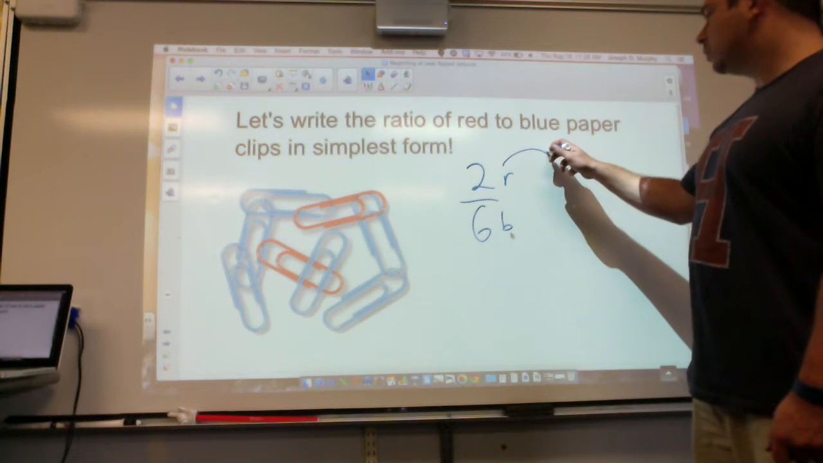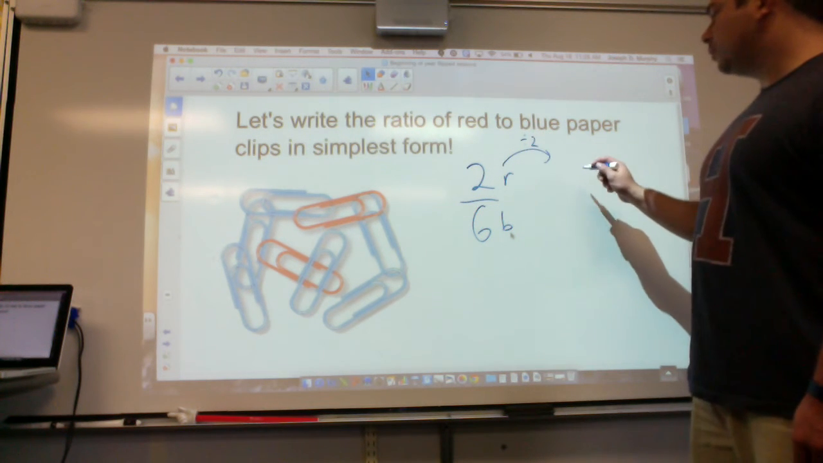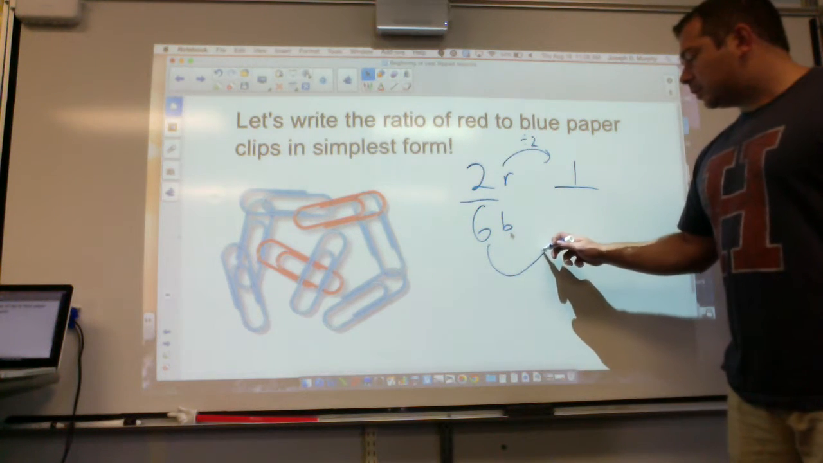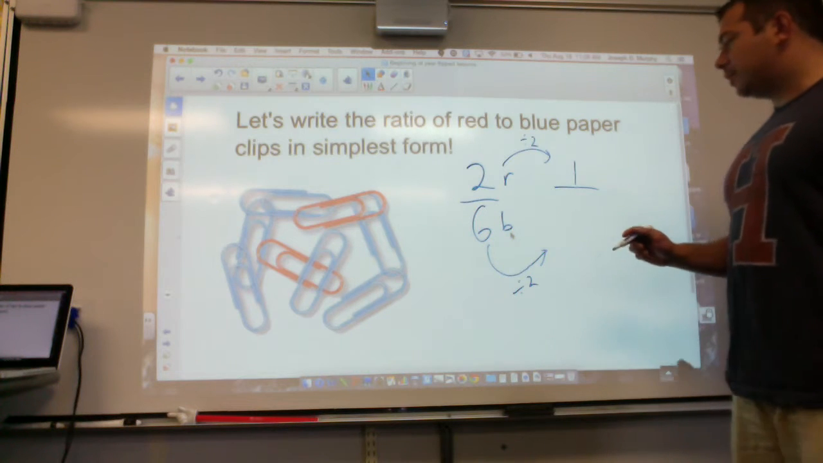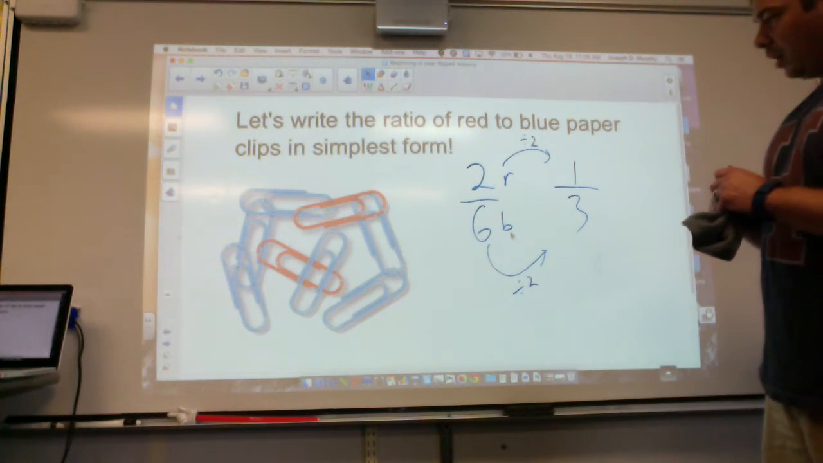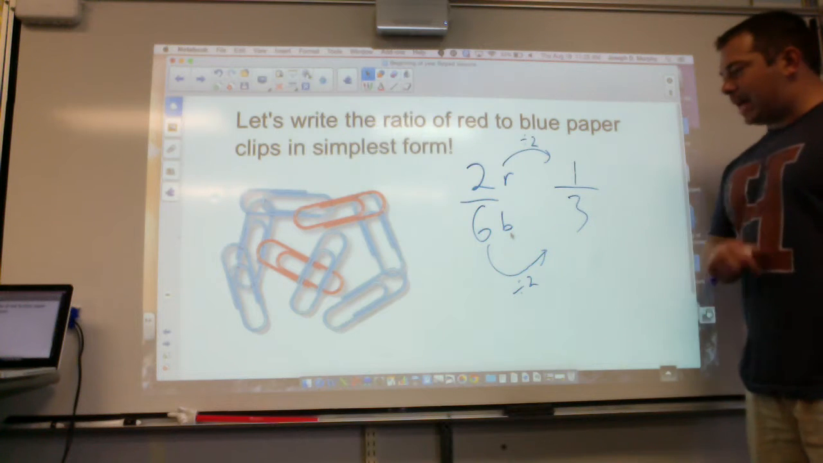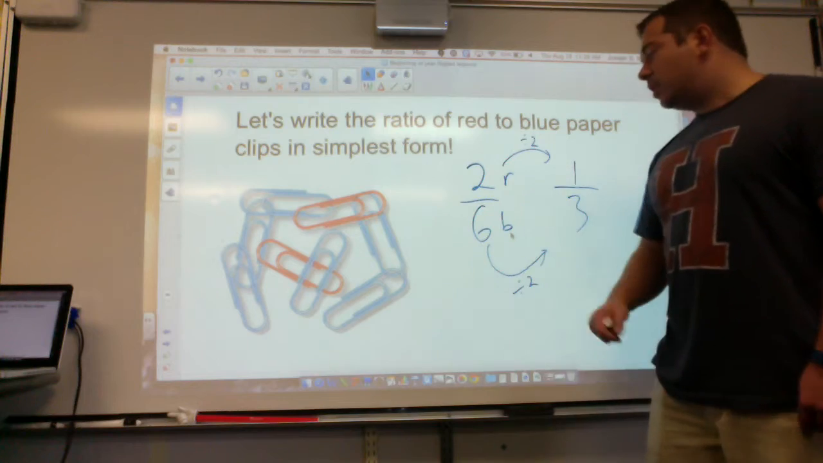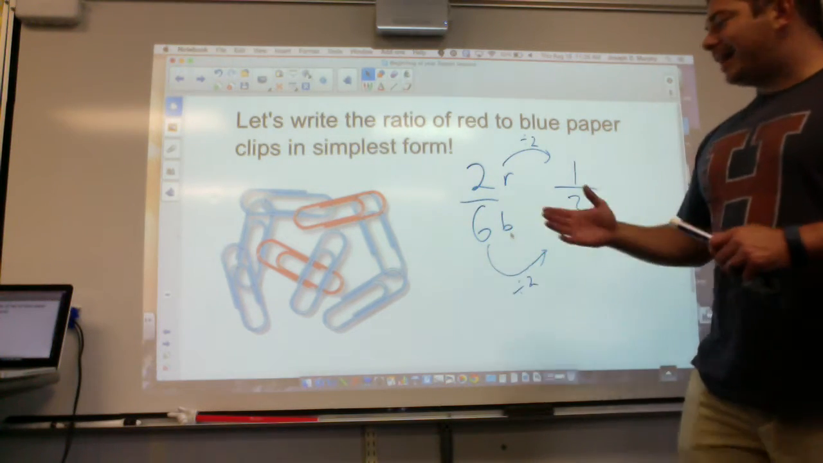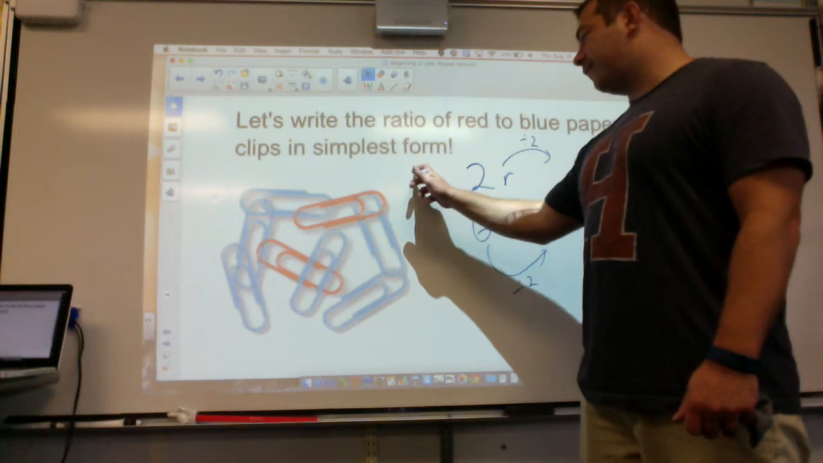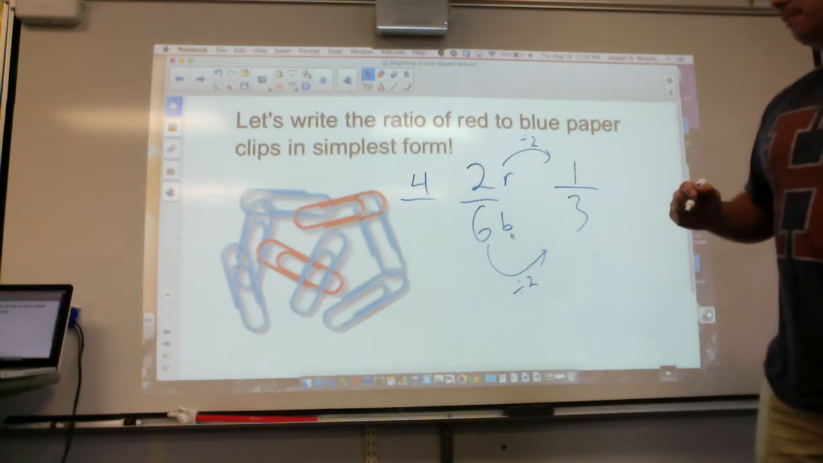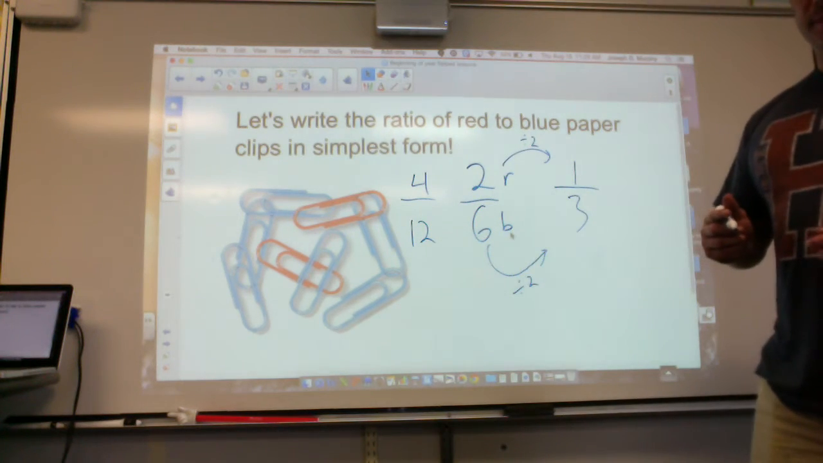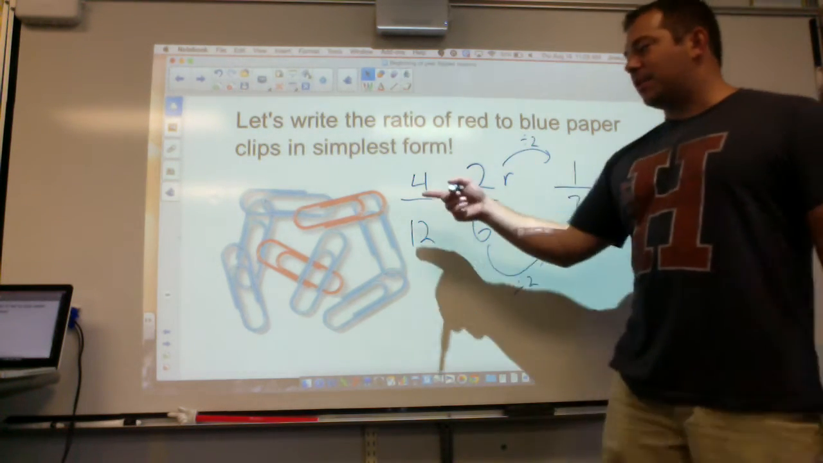So 2 divided by 2 will equal 1. 6 divided by 2 would equal 3. So for every 1 red paper clip, I'm going to have 3. It's the same thing as saying for every 2 red paper clips, I'm going to have 6. I could even go backwards and say for every 4 red paper clips, I'm going to have 12 blue ones. But I want simplest form. I can keep going on and on and on.